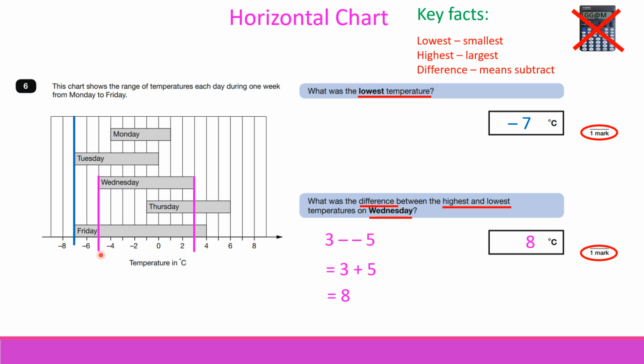Some of you will find it difficult to work out a negative take away a negative. So basically the question wants to know the difference. What is the gap between these two values here? So if I start at the -5 and count on 1, 2, 3, 4, 5, 6, 7, 8, I get the same answer as I've just worked out here. So some of you will like to do it in terms of numbers. Some of you just like to count the gap on the diagram. Either way will give you the 1 mark in the exam.